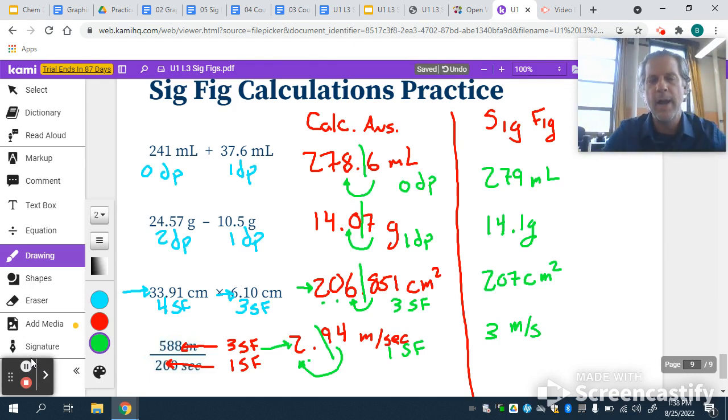Okay, so I went through and identified the number of decimal points for the adding and subtracting, and predicted that I needed to have 0 decimal points for the first one. So I got 279 milliliters with rounding. 1 decimal point for the second one, so I got 14.1 grams. Then I went through and identified sig figs for the last two, and I got 207 centimeters squared and 3 meters per second. So that wraps up what you need to know about doing math with significant figures.